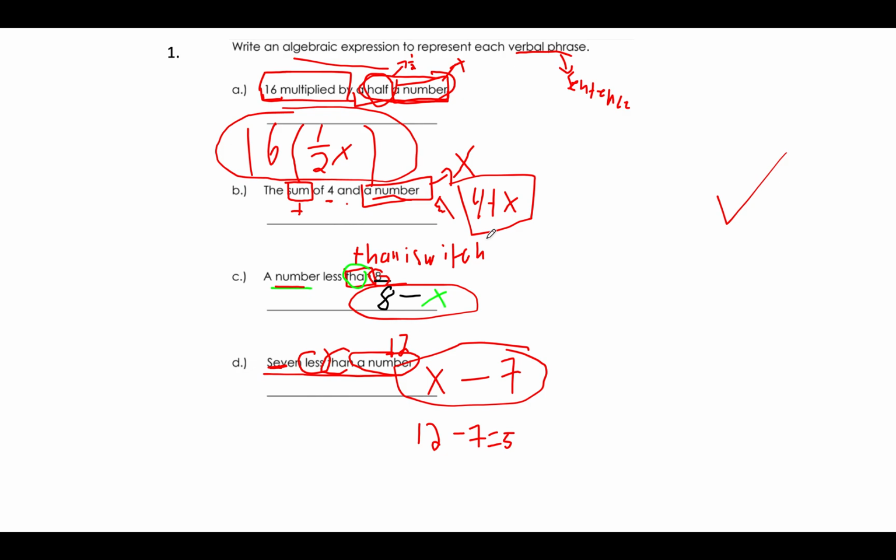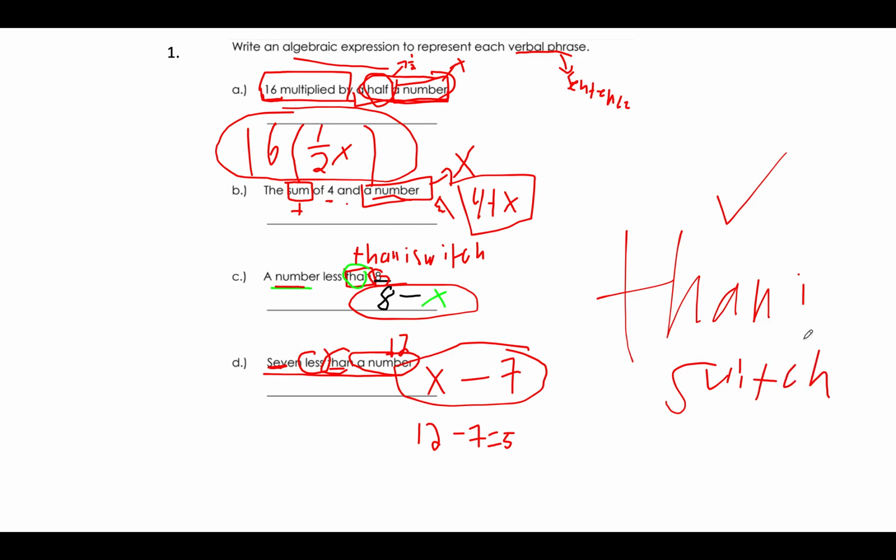And for part D, we have 7 less than a number, so that's going to be x minus 7, because a number comes first, because we have the word than there. That's going to be our switch word. That's a really key thing. Than is a switch word. Than means we switch the order of our numbers and variables.